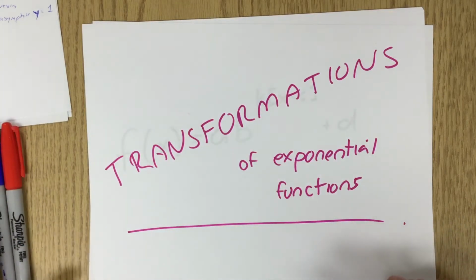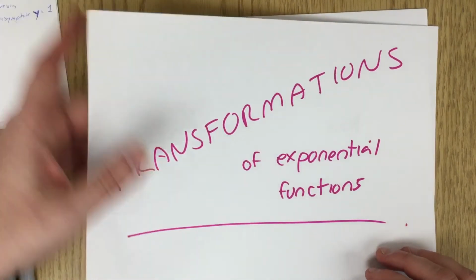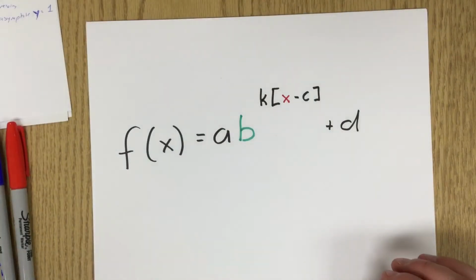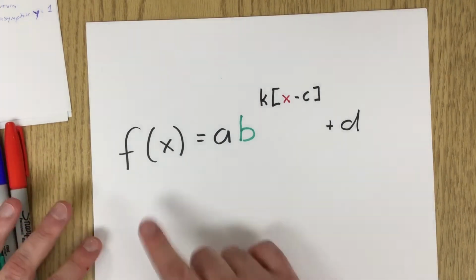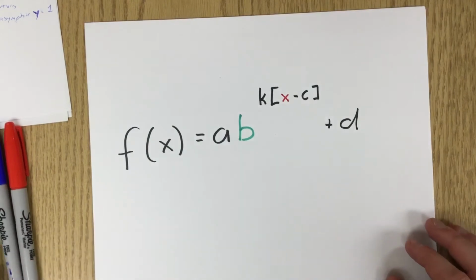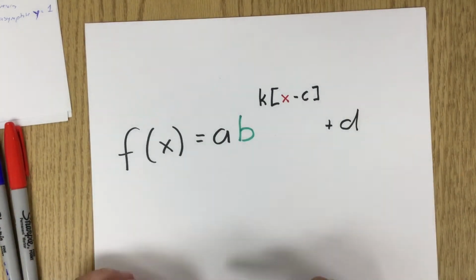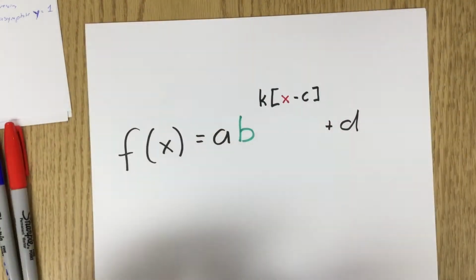We're now going to discuss the transformations of exponential functions. It's essentially going to follow the same format as previous transformations. So f of x, and these letters are all going to do the same things that they did before. A is going to be a vertical stretch or a compression. If it's negative, it's going to be a reflection over the x-axis.